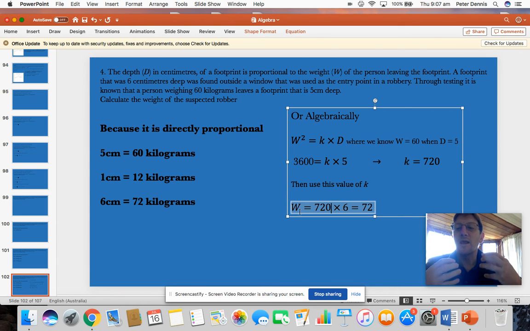So sometimes when it's directly proportional, you can use this method. At other times, you have to use the algebraic method, okay? So just be aware of that. As soon as you get something weird happening in the question, it changes lots of things. Okay, thanks.